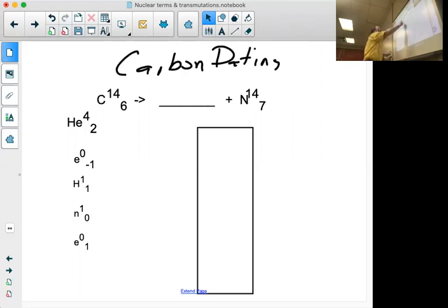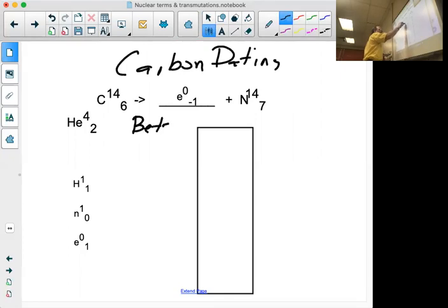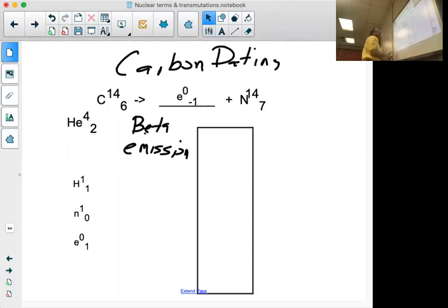What am I going to add to 7 to get 6? That number would be -1. So this would be here. This would be a beta, and this would be an emission since it's on the product side. If it had been on the reactant side, it'd be bombardment.